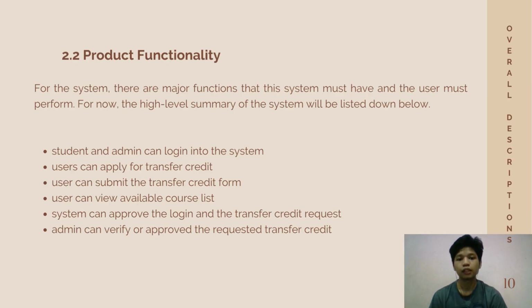The first one is the student and admin can log in to the system. Second is user can apply for transfer credit. The third is user can submit the transfer credit form. The fourth is user can view available course list. Next is system can approve the login and the transfer credit request. Lastly is admin can verify or approve the requested transfer credit. So these are the major functions that this system and the user must perform.